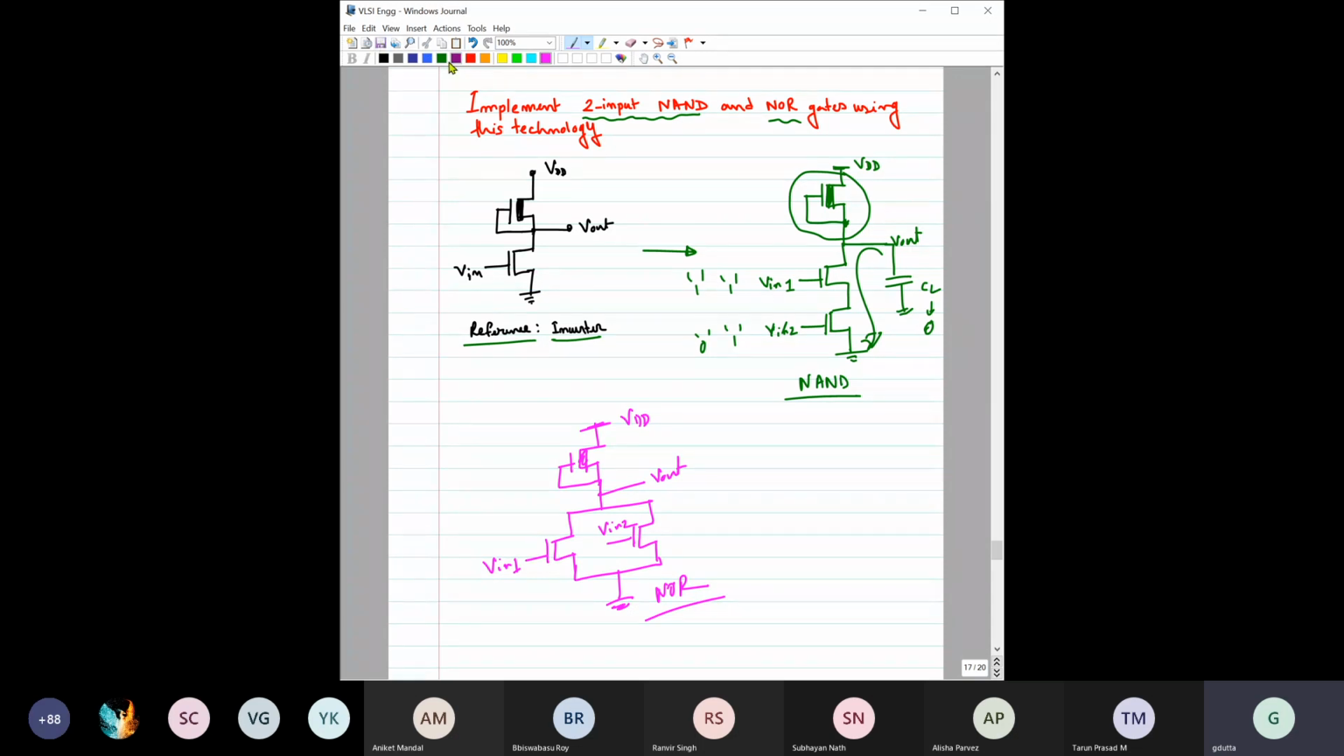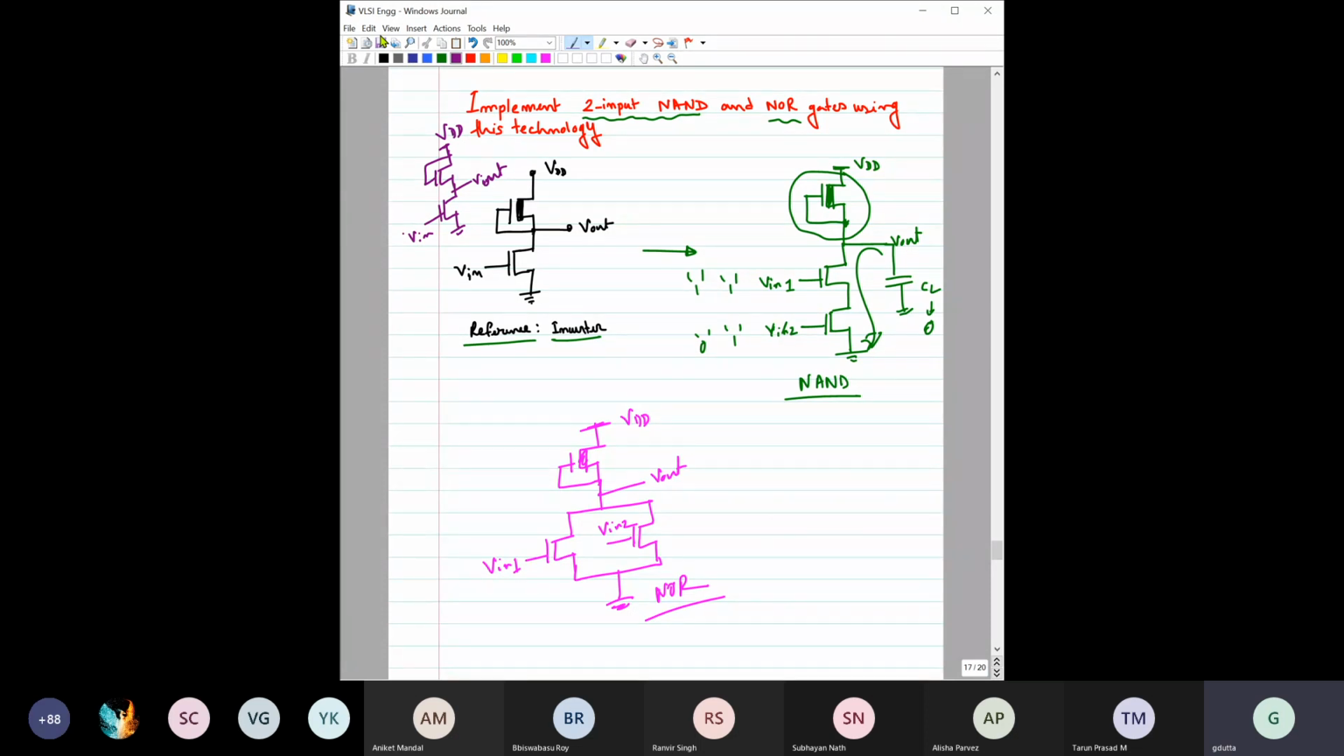Fine. But I could have also given the difference something like this, the reference inverter. Then in that case, I hope you will also be able to do the NAND gate, NOR gate, AND gate, OR gate, right? I need your confidence that yes, you would be able to.